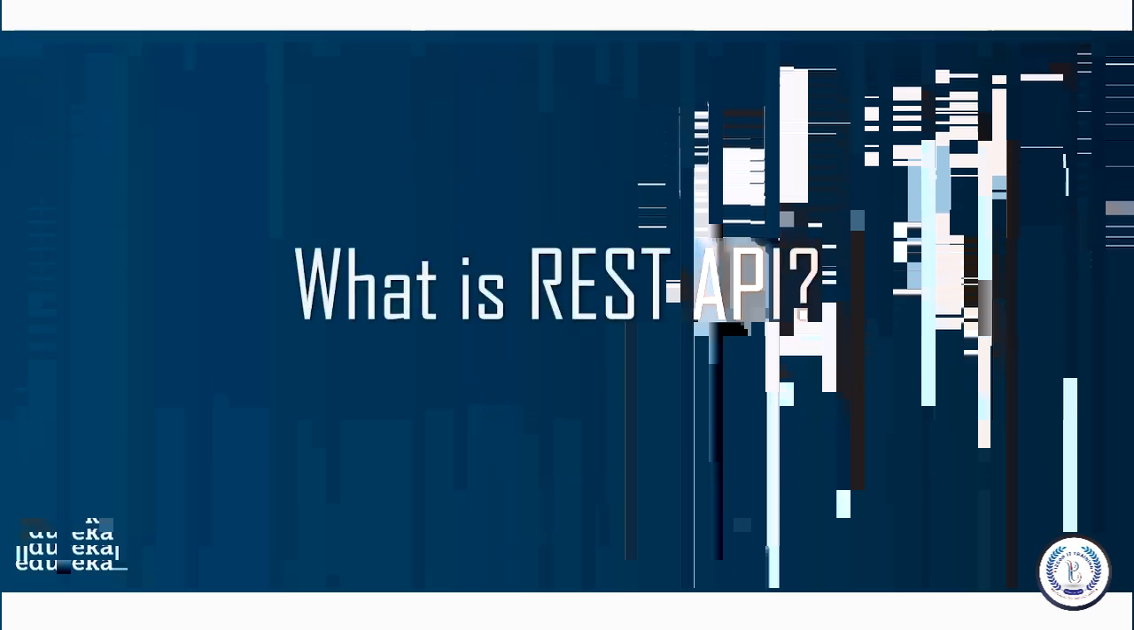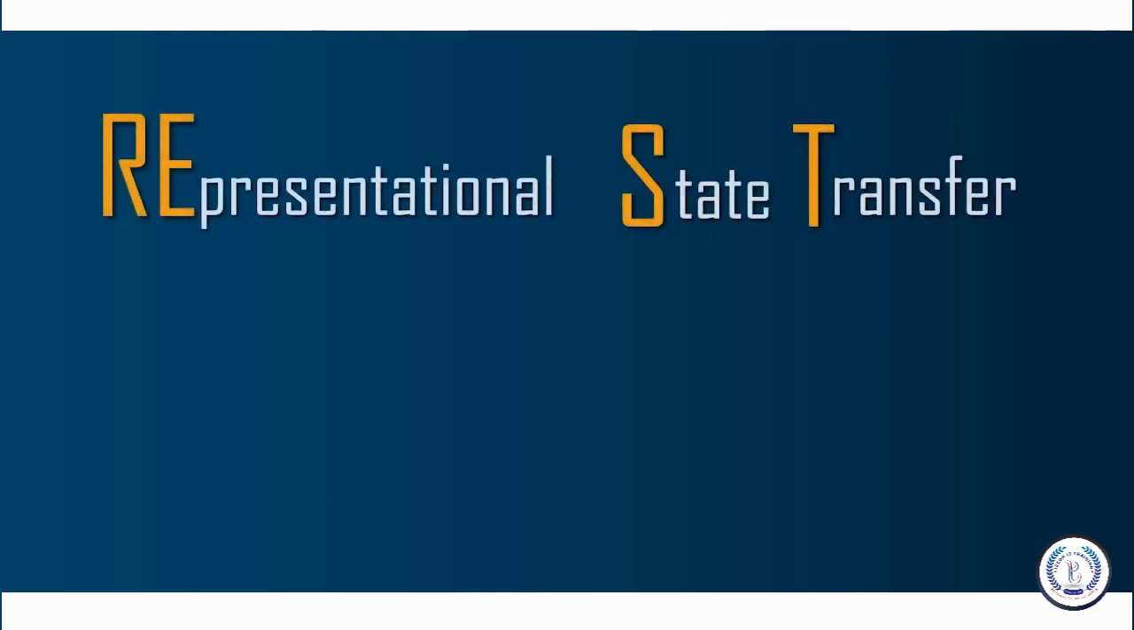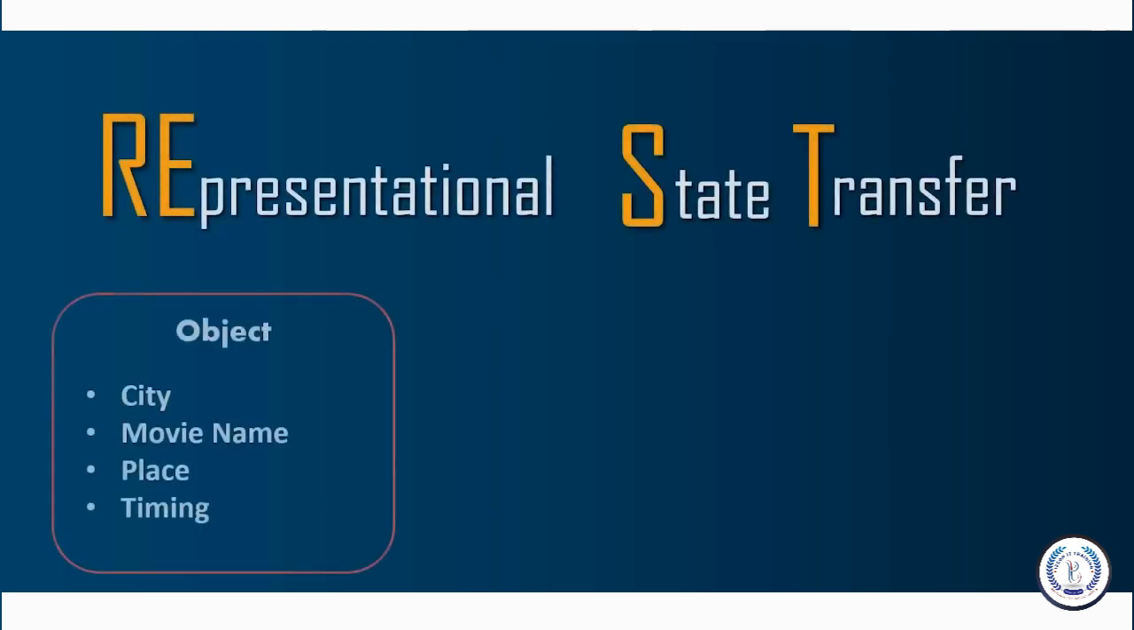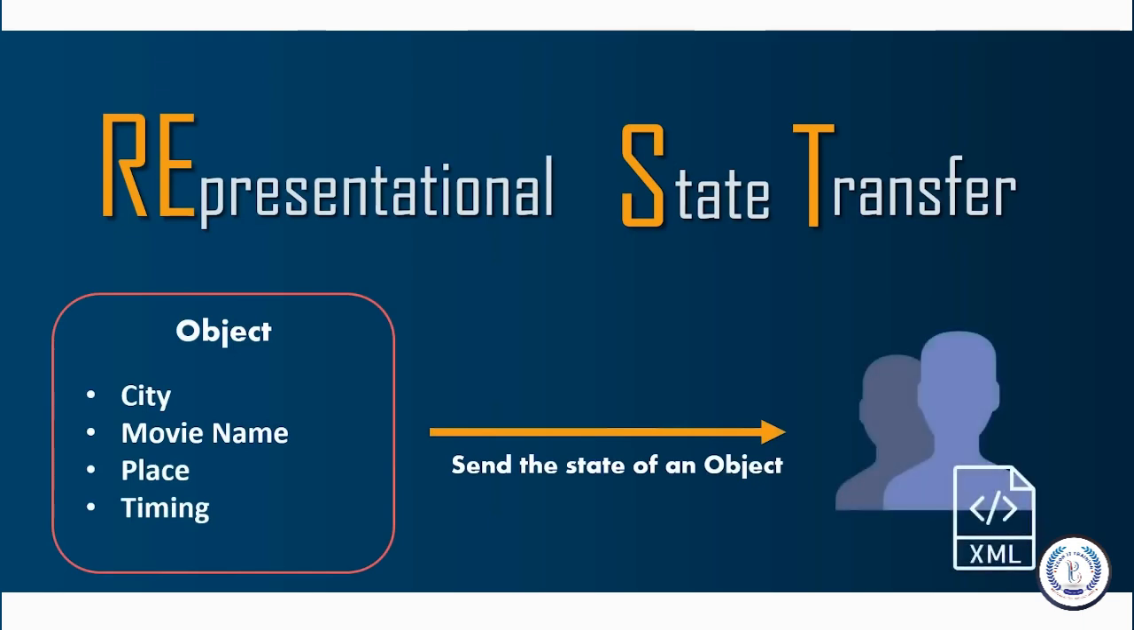So now that you know the need of REST API, let's take a look at what REST API is. Now, REST suggests creating an object of the data requested by the client and sending the values of the object in response to the user. For example, if the user is requesting a movie in Bangalore at a certain place and certain time, then you can create an object on the server side. So over here, you have an object and you're sending the state of the object, right? That is why REST is known as representational state transfer, guys.